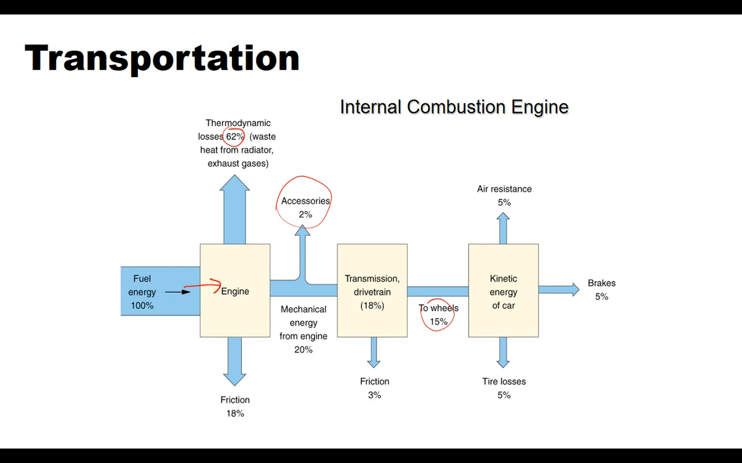Out of all the energy that you burned, only 15% is actually making it to the kinetic energy of the car. You're of course going to lose some of that kinetic energy to air resistance as the car goes through the air. And this is of course going to become greater the faster you go. So if you're driving around at 80 miles an hour, you could expect this 5% to increase. Rolling resistance: it takes energy to move your tires along, and so you're losing energy to that.